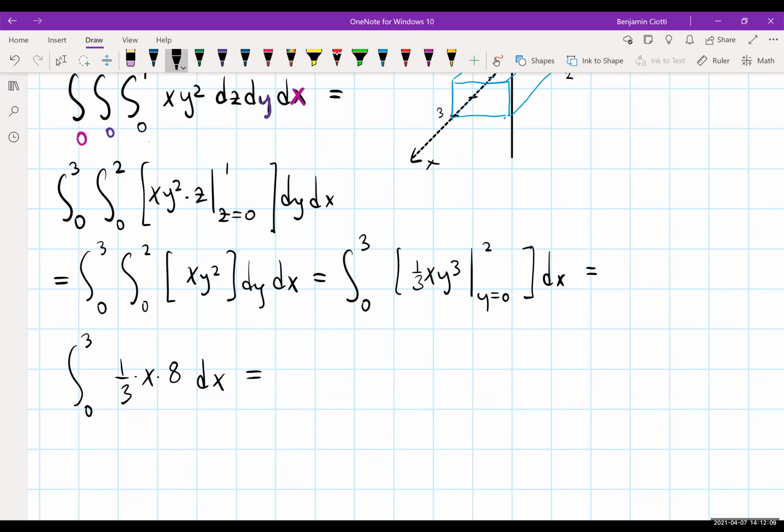dx. Minus, I'm not bothering to write minus 0. So let's see, that gives me 8/3 times 1/2 times x squared evaluated from x equals 0 to 3. That gives me 4/3 times 9, or 12. So there's a triple integral. We get 12. Any questions on this?